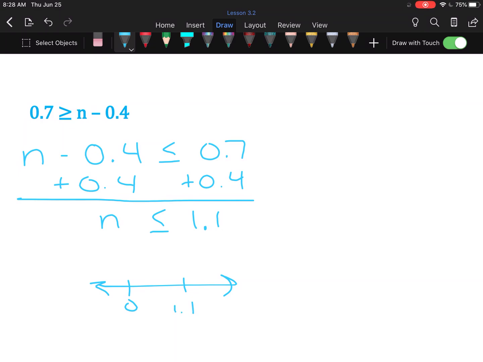1.1 is positive, so it goes on the right of 0. And less than or equal to gets a filled in circle and arrow to the left.